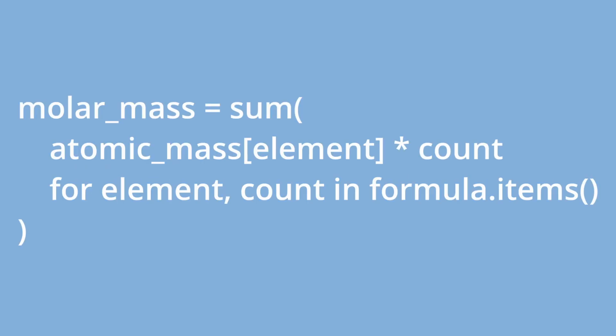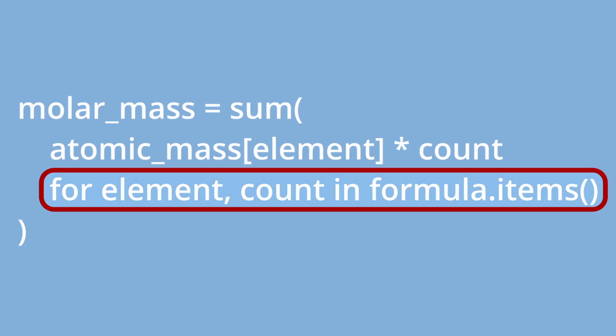The molar mass equals the sum of atomic mass times number of atoms. The most Pythonic way to do this is using a generator expression inside the sum function. It's basically a one-liner that says multiply every atomic mass by its count and add them all up. In this code, for element, count in formula.items() is a generator expression that loops through each element in the formula dictionary. Sum consumes the generator expression, adding up all contributions to get the total molar mass.